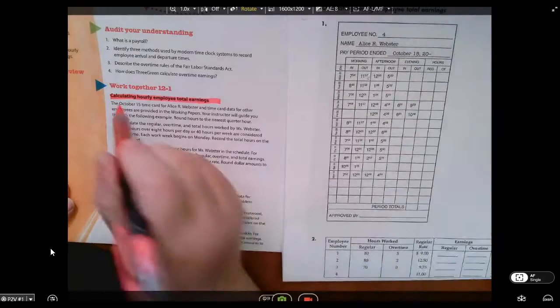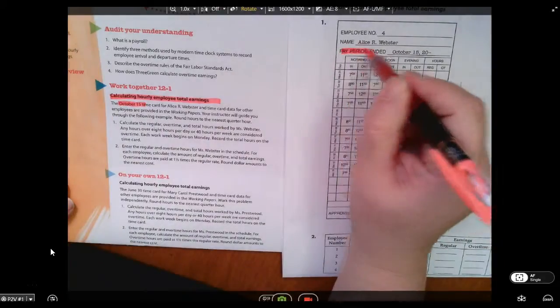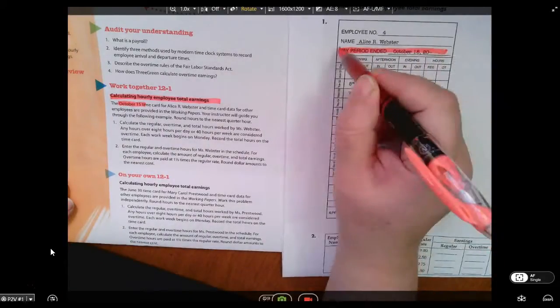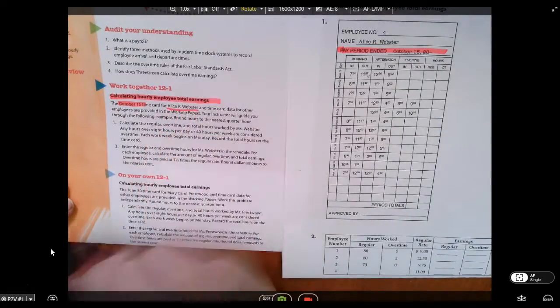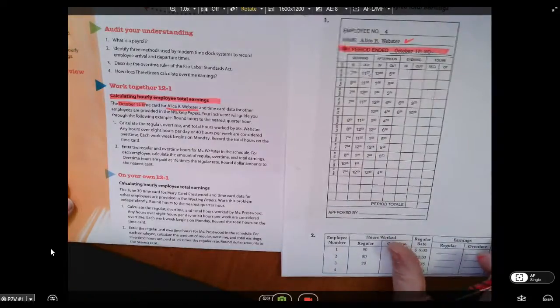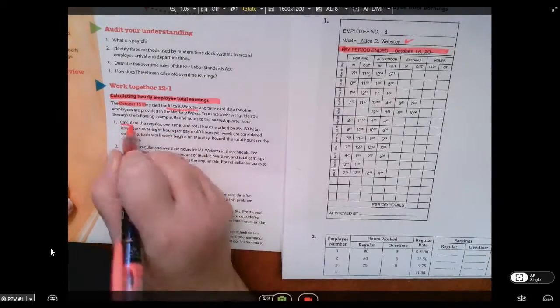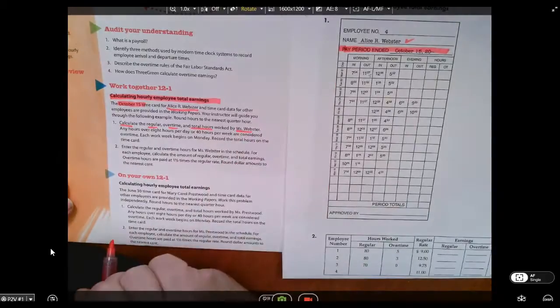So this is a time card, October 15th. If you look over on her time card, this is what it would look like. It says pay period ended October 15th. Those things match. It's for Alice Webster. Check. Alice Webster. Okay. What we are going to do is, number one, calculate the regular, overtime, and total hours worked for Miss Webster.